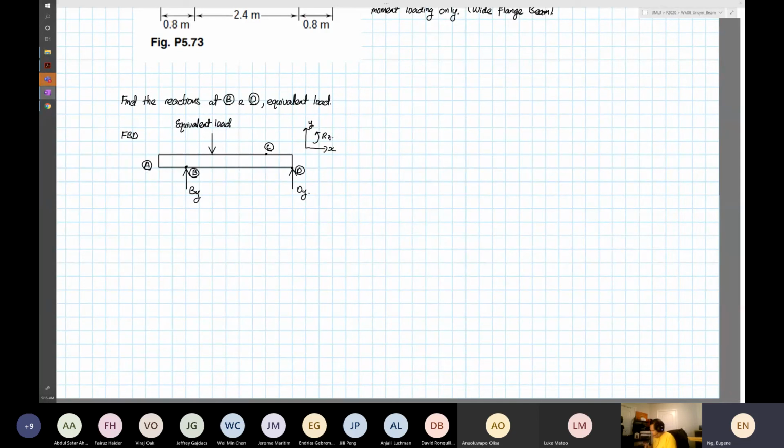Our equivalent load will be equal to 50 times 10 to the power 3. And we know the distance, right? If you look at the diagram, the distance is 2.4 plus 0.8, which is equal to 3.2. So this is equal to 50 times 10 to the power 3 times 3.2, which is equal to 160 times 10 to the power 3 Newton.